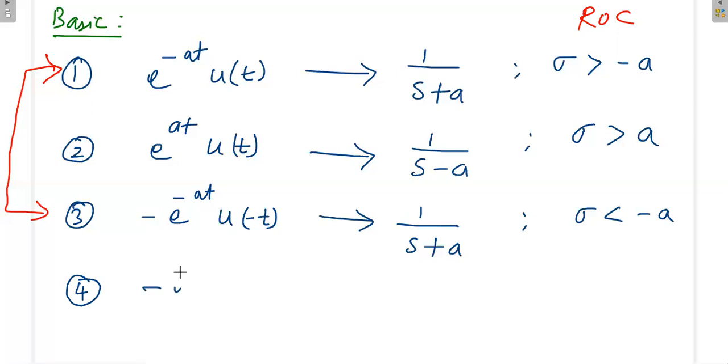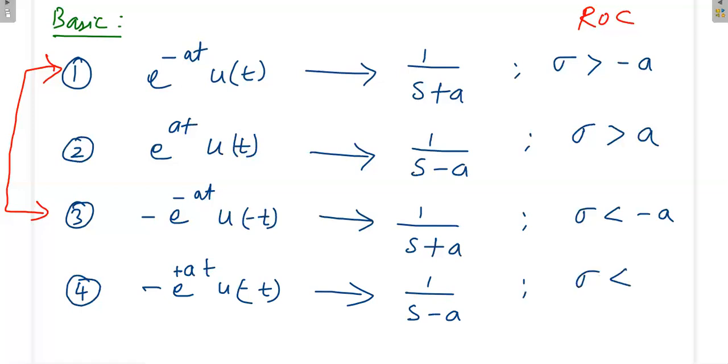And then if it is minus e power instead of minus a, if it is plus a, okay, if it is e power plus a times u of minus t, then this is 1 by s minus a, then what is the ROC? Sigma is less than a. Okay, we see here the second and fourth, the Laplace transform is same, but in time domain it is different, and also in ROC it is different.